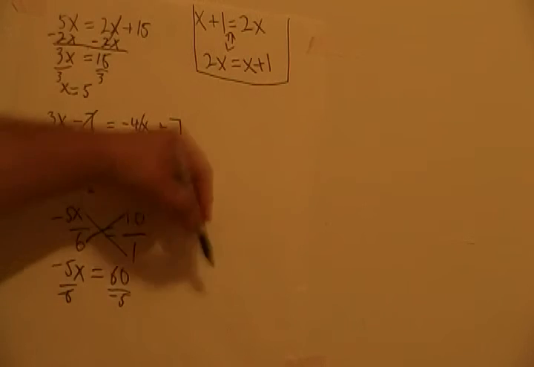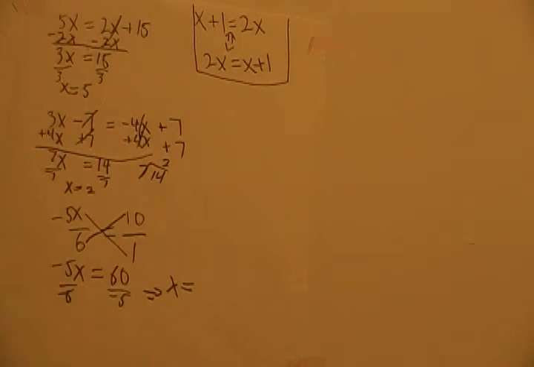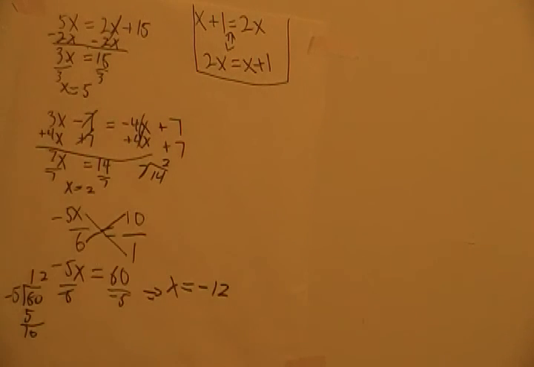And we'll move over here. That means x should be equal to 60 divided by negative 5. If we do the math, 5 goes into 6 one time, 12. So the answer is negative 12.